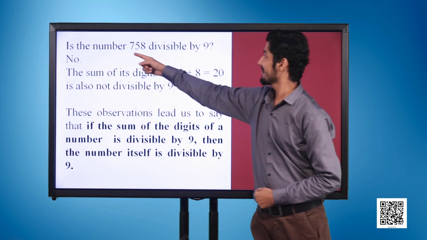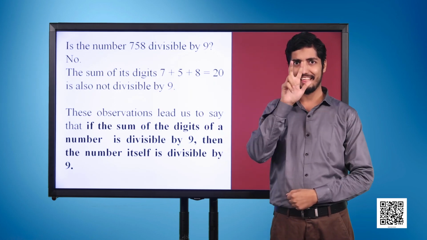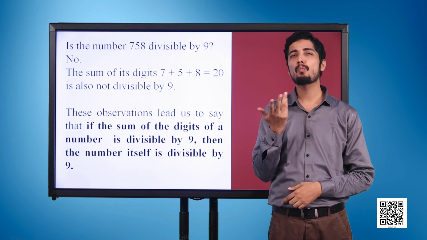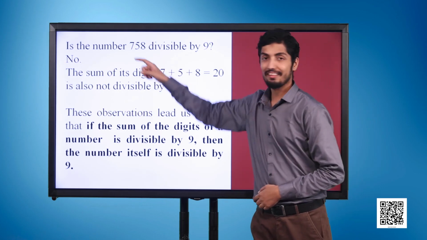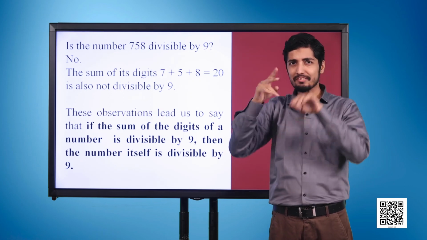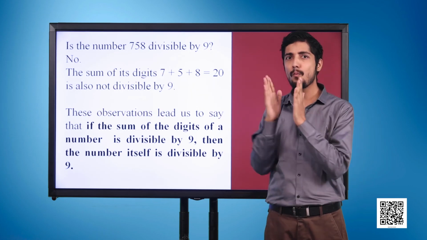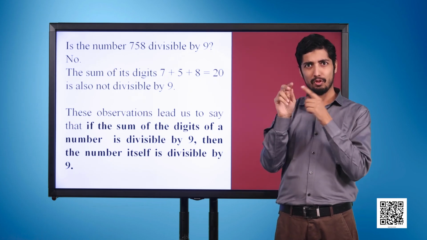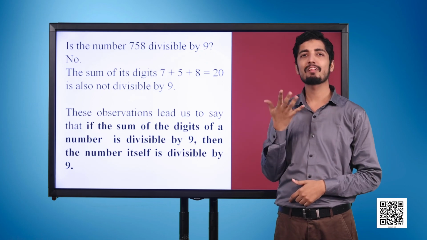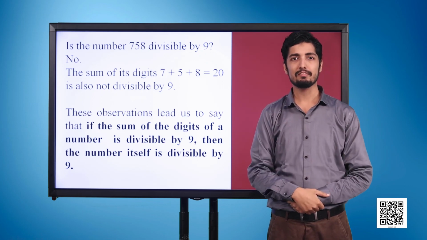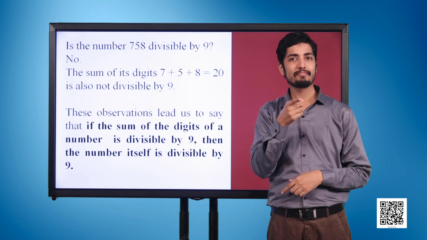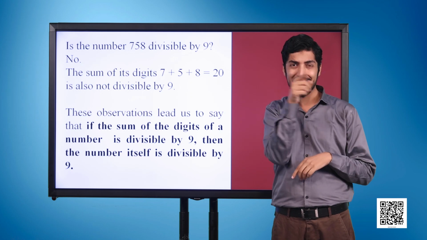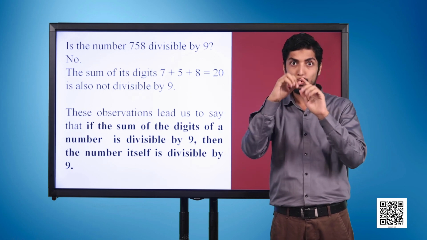Is the number 758 divisible by 9? No. The sum of its digits 7 plus 5 plus 8 is equal to 20, which is also not divisible by 9. These observations lead us to say that if the sum of the digits of a number is divisible by 9, then the number itself is divisible by 9.